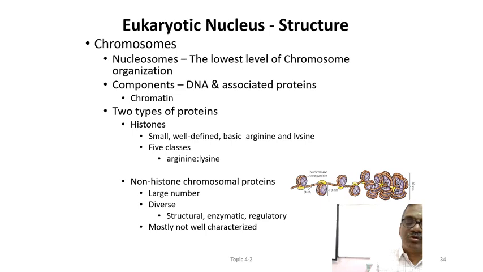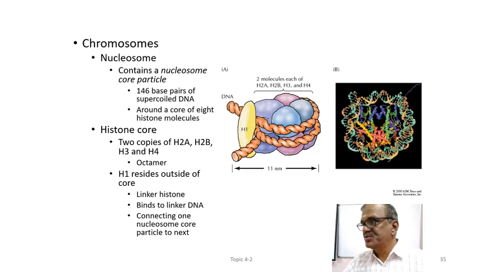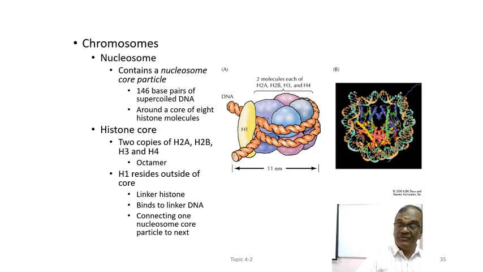And non-histone chromosomal proteins are large, and they are diverse structurally, enzymatically and in regulation, and mostly not well characterized. So this is the whole structure: two molecules each of H2A, H2B, H3, H4, and the H1 is the linker region. Just observe it very carefully. It is around 146 base pairs of supercoiled DNA around the 8 histone molecules, and H1 resides outside the core. Linker histone binds to the linker DNA.